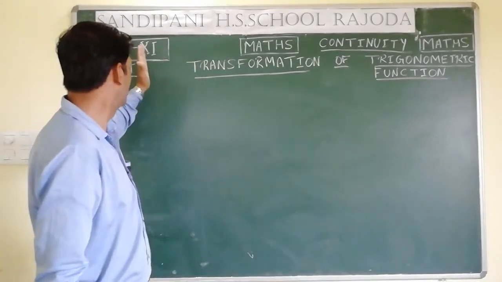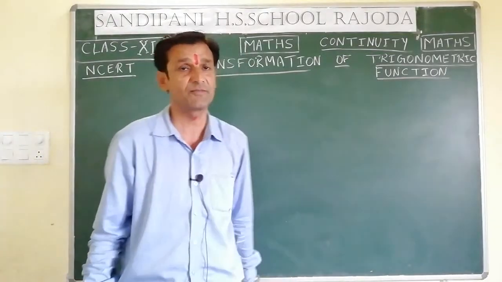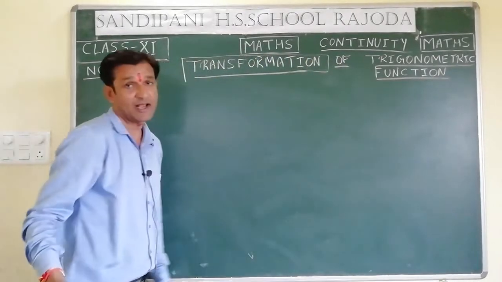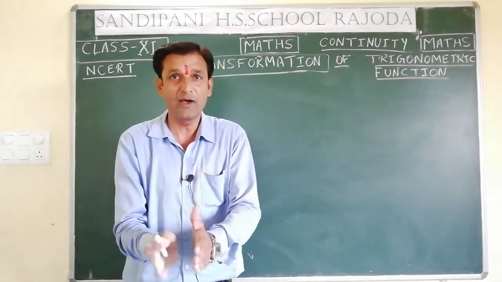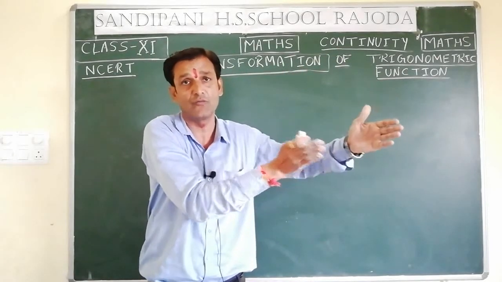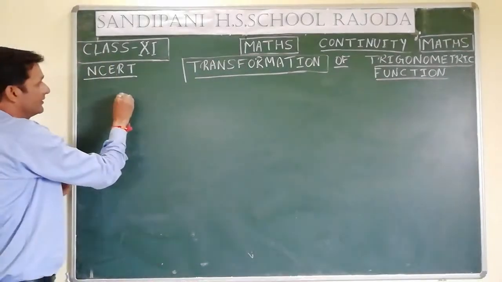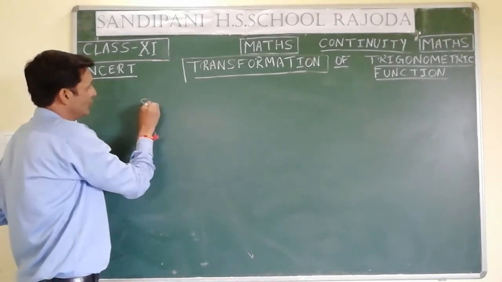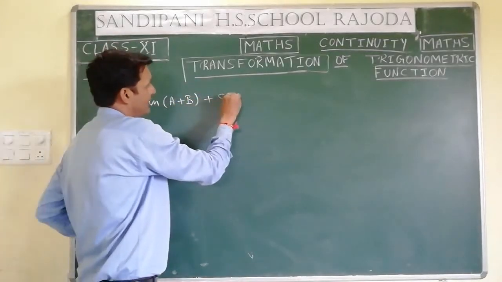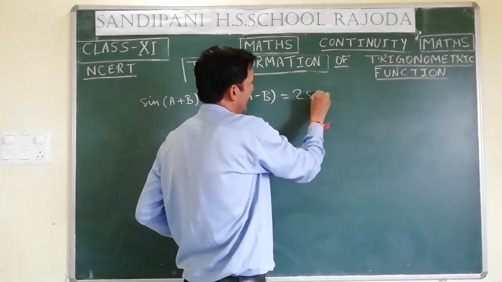Our topic of 11th class is transformation of trigonometric functions. Let me explain this particular concept. What is transformation? Transformation means that we have to convert any trigonometric function from one particular trigonometric ratio to another. Suppose I am taking an example related to sin(A+B) + sin(A-B) = 2 sin A cos B.